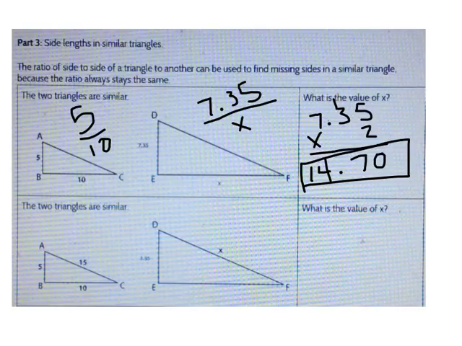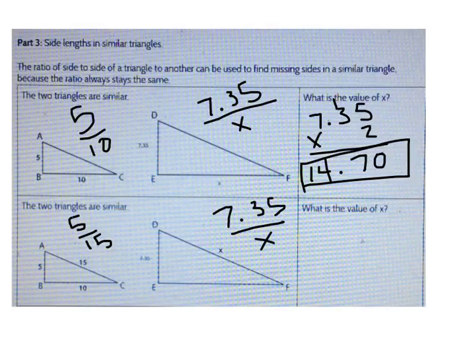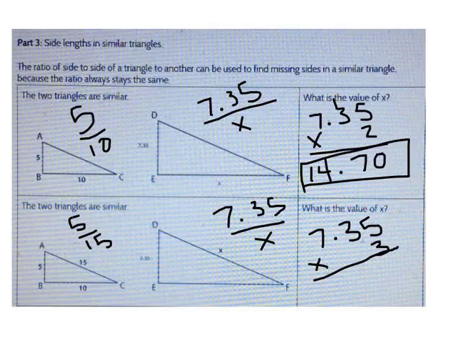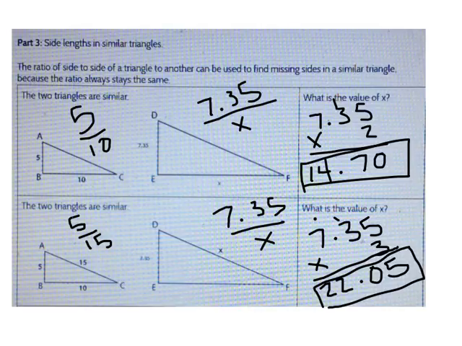Let's do a similar problem. The two triangles are similar. What's x? This time I can use the ratio 5 to 15 to help me solve for x. I know that 15 is 3 times as great as 5, so I can multiply 7 and 35 hundredths times 3 to find x. So what's x? In this case, x is 22 and 5 hundredths.